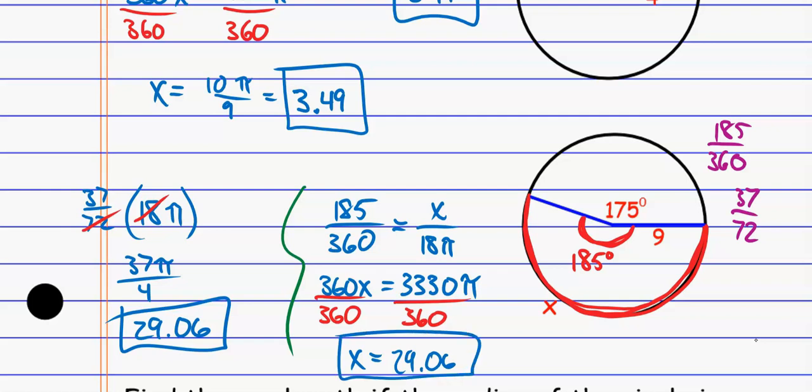Okay, so you either set up a proportion between the angles and the lengths, or you say, hey, it's a fraction of the overall circumference, so I just multiply by that fraction. Okay.